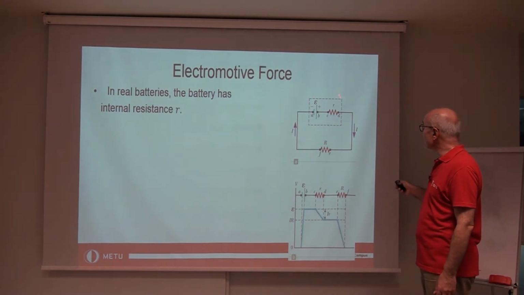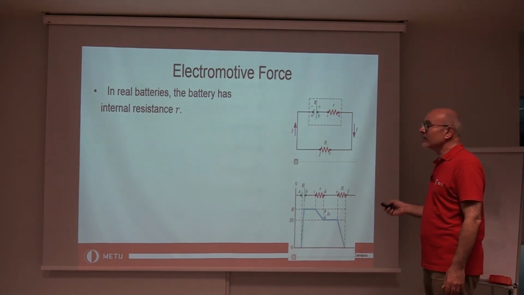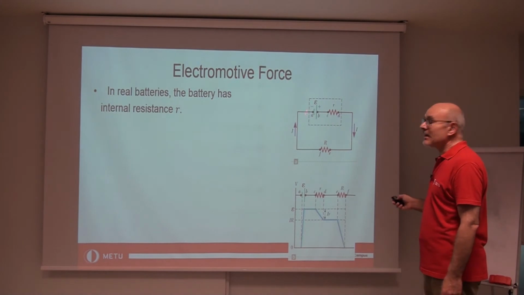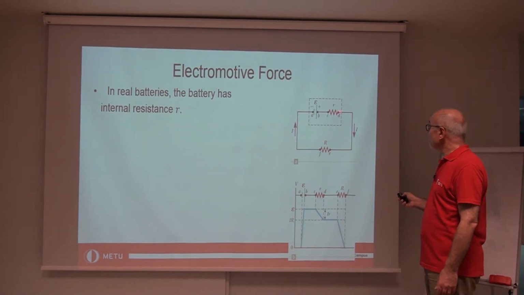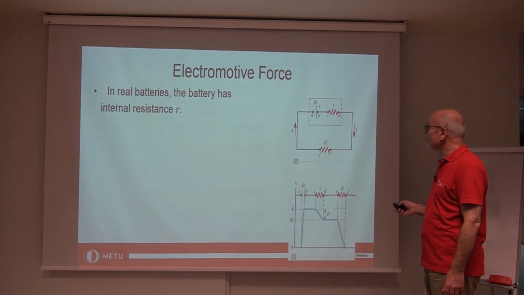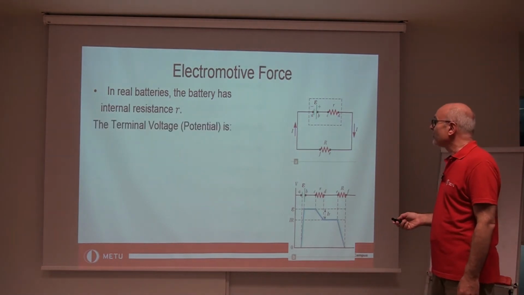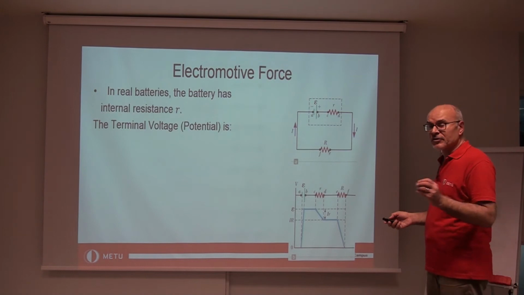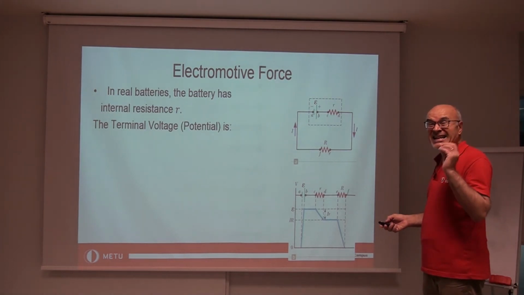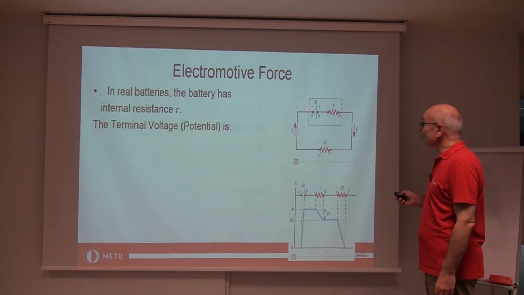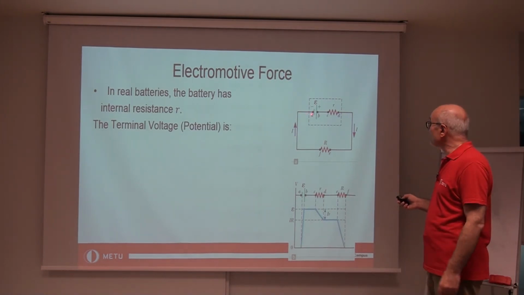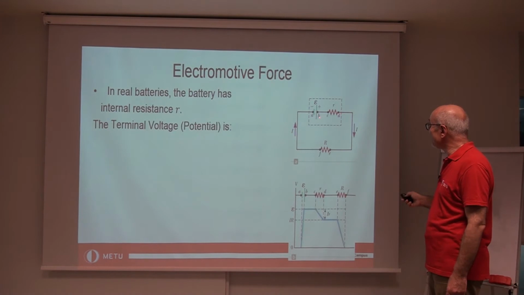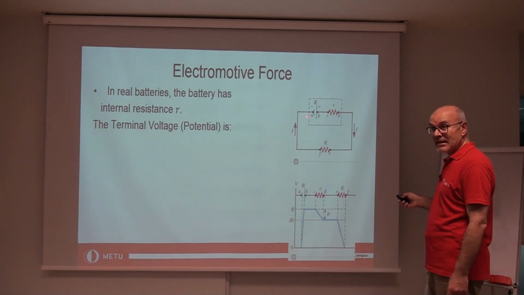This whole thing, which is put inside the box, is the battery in this case. Okay, this is the real battery, and this is the internal resistor of the battery. Now, the terminal voltage in this case is different than the electromotive force. The terminal voltage of the battery is the potential difference between point D and point A. It's not between B and A. That is the electromotive force.